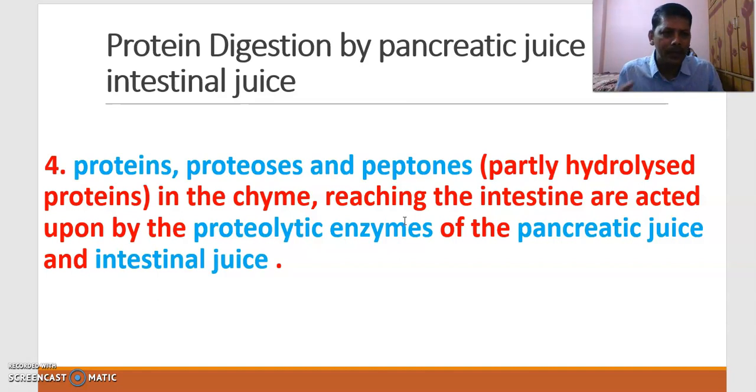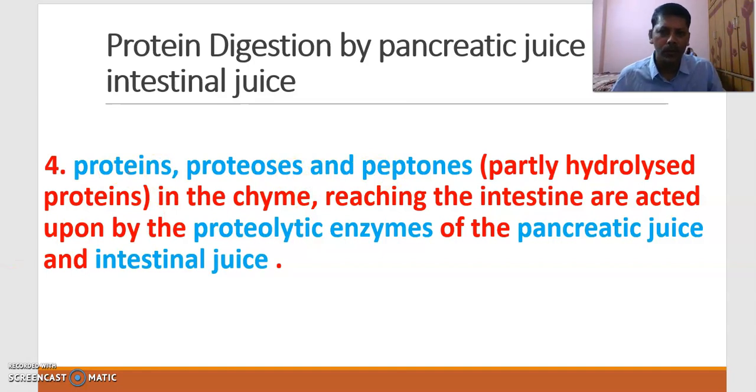Okay, the pyloric sphincter relaxes. Every time, a small amount of chyme comes to the intestine, and here the proteolytic enzymes of pancreatic juice and intestinal juice act on the proteins, proteoses, and peptones. What is proteolytic? Lysis means breakdown, and proteo means protein. These are protein digesting enzymes present in pancreatic juice and intestinal juice. Now they act on proteins, proteoses, and peptones.